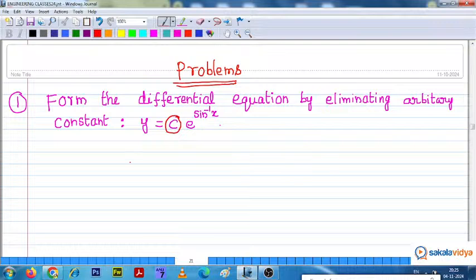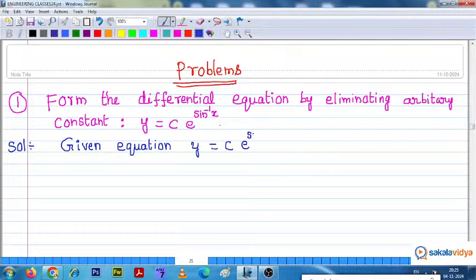So let us try to figure out this question now. Let us try to solve it. Now see, let us go for the solution. How to solve this one? See, write down the given equation first. The given equation is y equals c times e power sin inverse x.